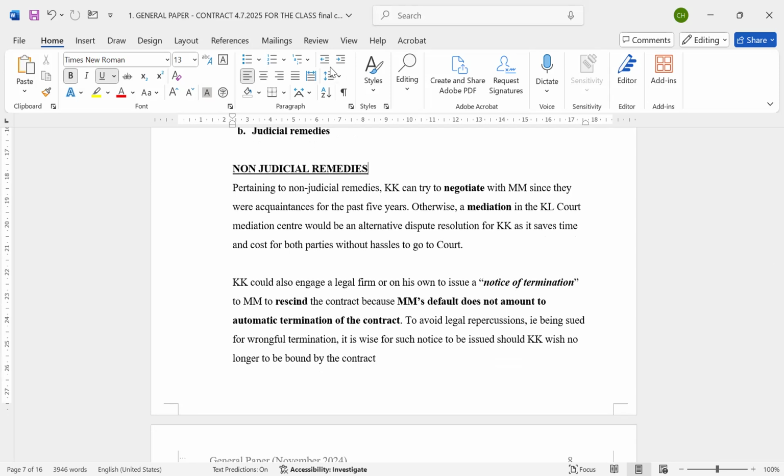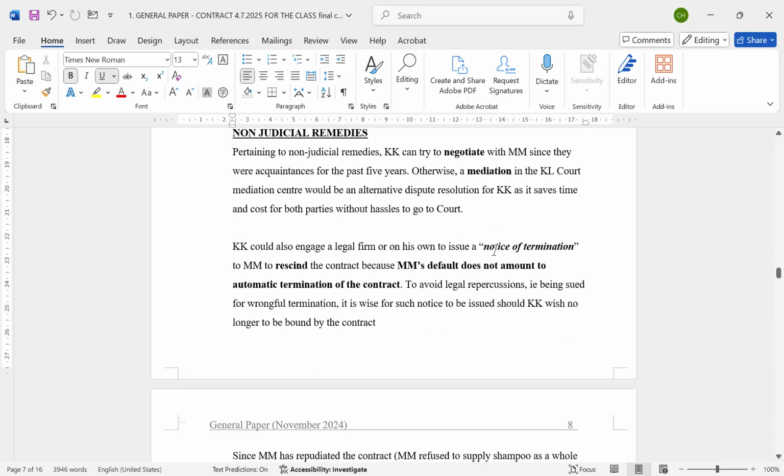The nearest one probably is the KL Court Mediation Center or the Malaysian Bar Mediation Center as an alternative dispute resolution for KK, as it saves time and cost for both parties without the hassle of going to court. Okay, this is the first part. If you want to discuss arbitration, can, but arbitration will be a bit costly. Okay, and it will be more formal.